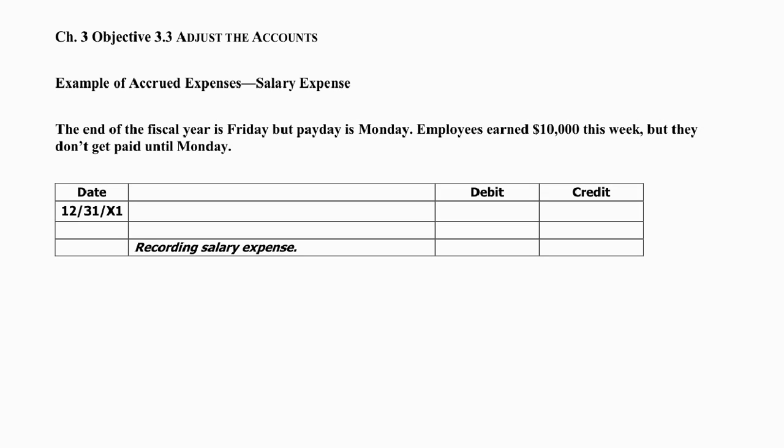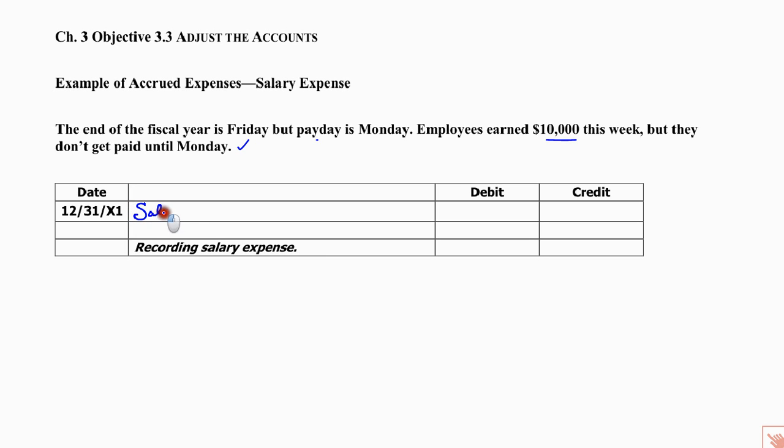So we continue with objective 3.3, adjusting the accounts. We're going to look at some accruals, and by that I mean a type of accrual accounting, where we recognize the expense or revenue now and the cash later. So here are the facts. The end of the fiscal year is Friday. Payday is Monday. All your employees of the corporation earn $10,000, but they don't get paid till Monday.